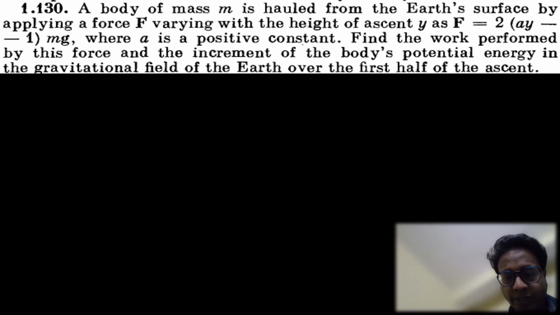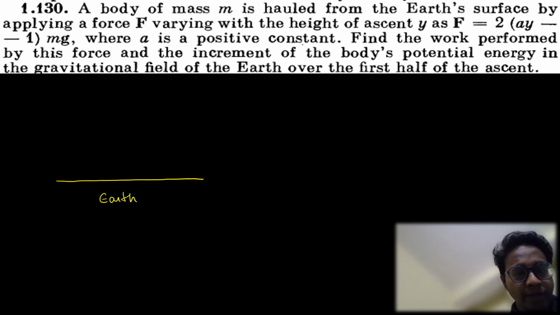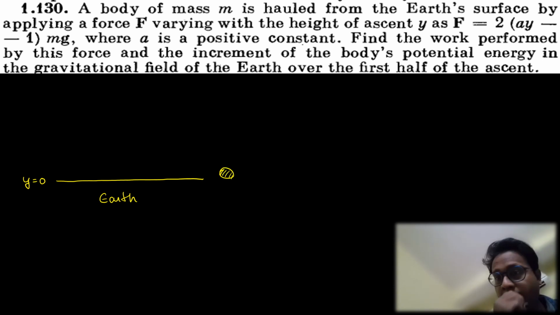So look at this question. This question says that this is Earth, and out here y is equal to 0. That means my coordinate reference is equal to 0 out here at the surface of the Earth. As I go up, the value of y increases. So a particle is out here at the surface of the Earth, and there are two forces acting on it. The first force is the gravity force due to the Earth's gravity, and the second force is the external force.